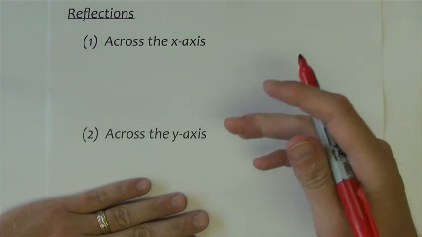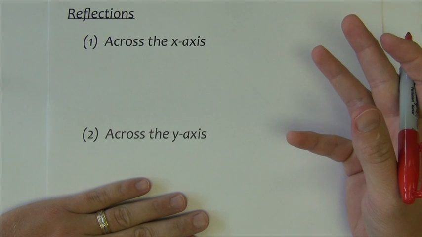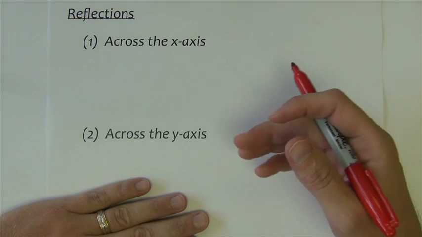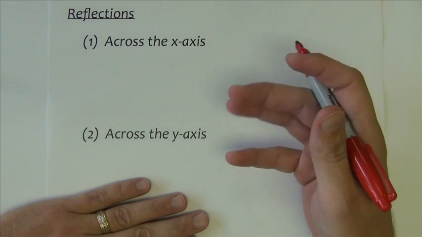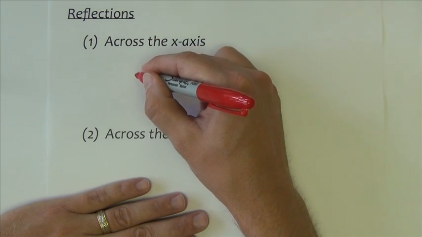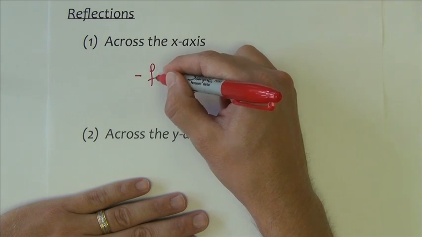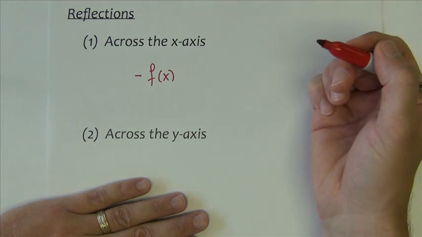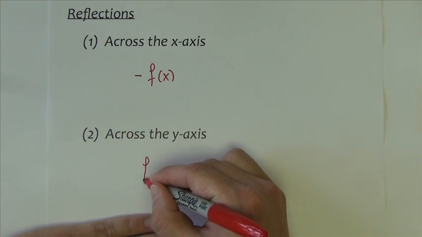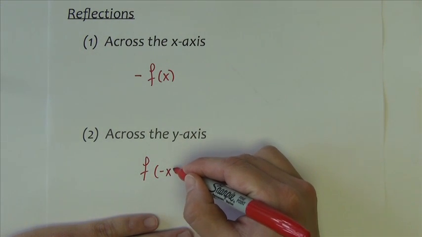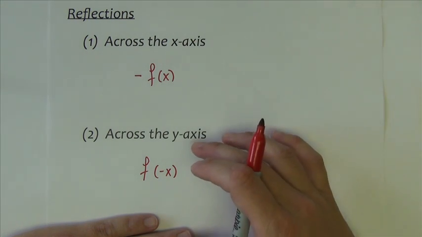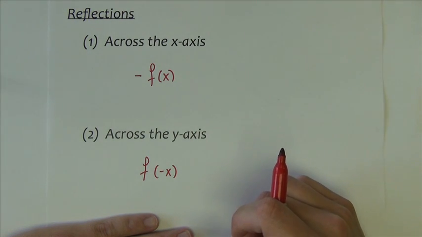Okay, next we're going to talk about reflections. How do we flip the graphs over? We can flip them over two ways. We can flip them over the x-axis, or we can flip them over the y-axis. To flip them over the x-axis, we would see negative f of x. To flip them over the y-axis, we would see f of negative x.